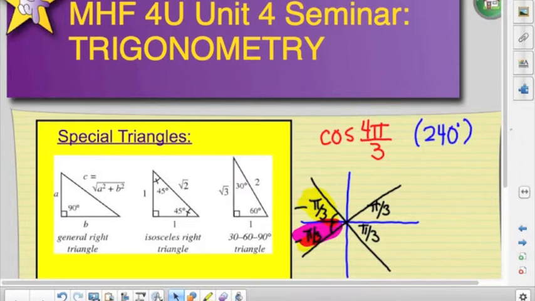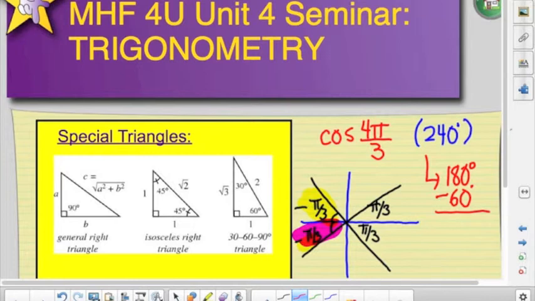So cos 4 pi over 3 is going to also be equivalent to, if we take 180 degrees and we subtract 60 degrees, what are we going to be left with? 180 minus 60 degrees is 120 degrees, right? Which is equivalent to cos 2 pi over 3.